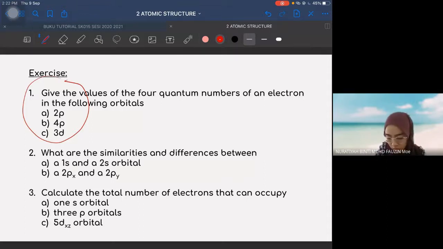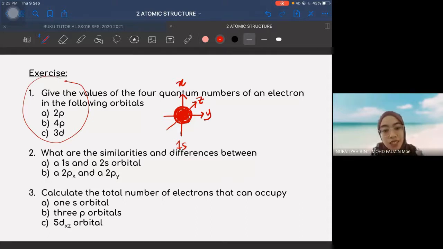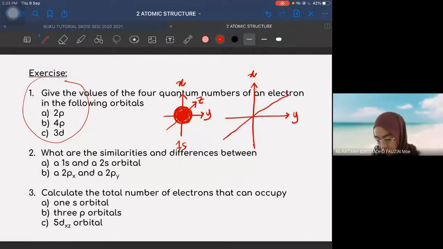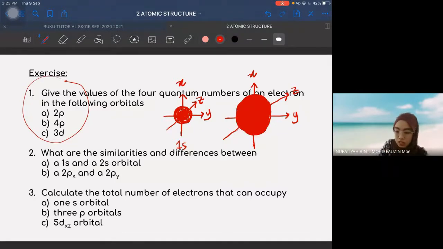Okay. 1s orbital, bentuk dia ialah sphere. Right? Yes, spherical. Okay, so you have X axis, Y axis, and Z axis. So saya suka place saya punya axis macam tu. Okay. So this is your sphere. Okay. So this is 1s, right? So 2s orbital nampak dia macam mana? Apakah perbezaan dia? Apa yang sama? Dia punya bentuk sama tak? Sama. Saiz tak sama. Dia lebih besar. Okay, so this is your 2S.